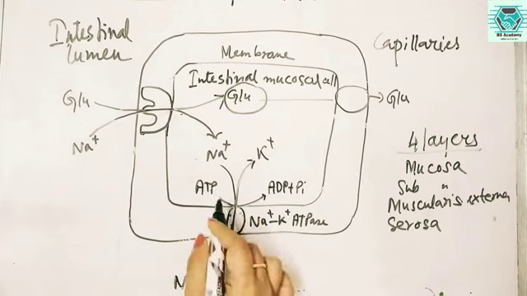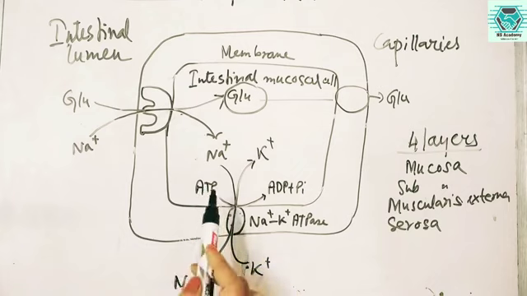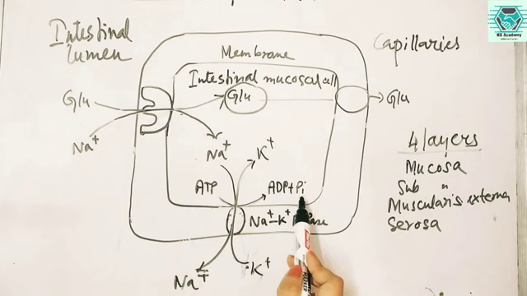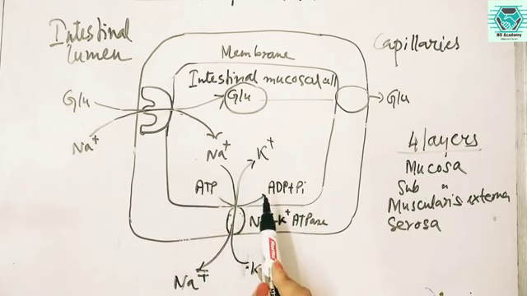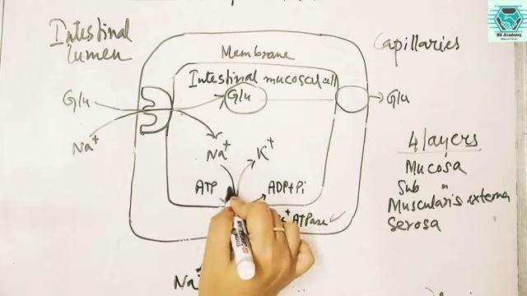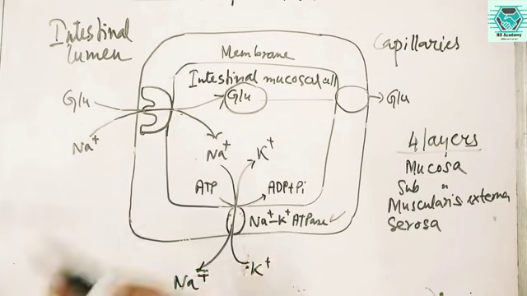So here ATP is required. The triphosphate breaks down into diphosphate, so one Pi is released. So it is an energy requiring process. The enzyme Na plus K plus ATPase is involved in the transport of Na plus, in exchange of K plus, against the concentration gradient. So this is the thing. Okay, so the Na plus then moves out from the mucosal cell again to the intestinal lumen.